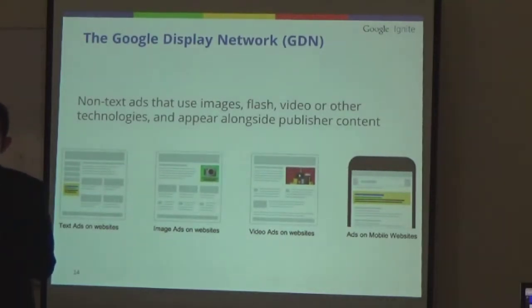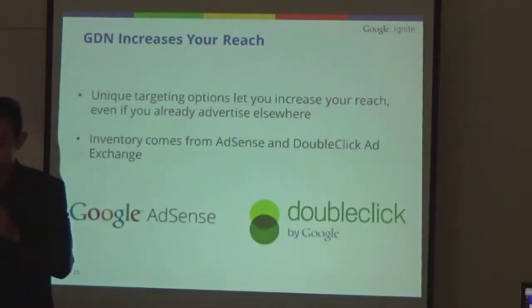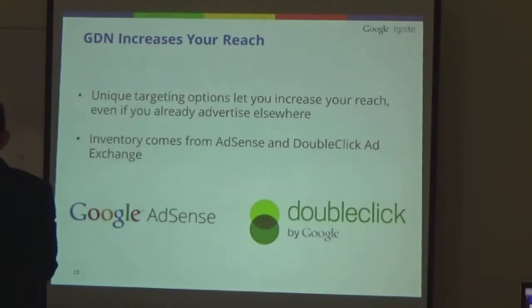The keyword here is this. Not only uses images, flash videos, but it has to appear alongside a publisher content. Through these two things. And as I was thinking about GDN, increases your reach. And this is very, very important that you want to take note of. It increases your reach, especially when you want to create branding campaigns, to create brand awareness. It has that capability to facilitate, to reach that goal.